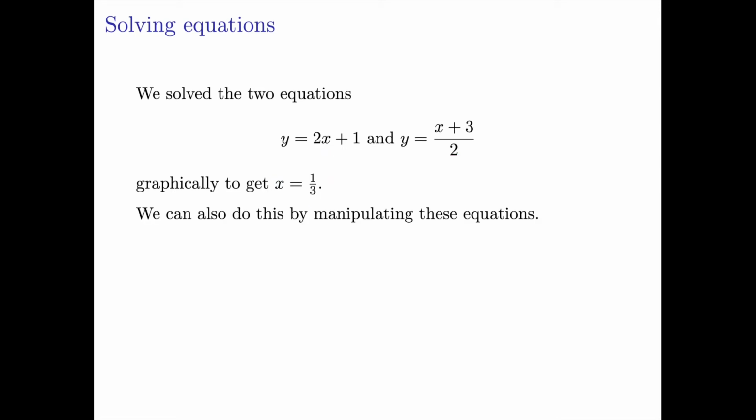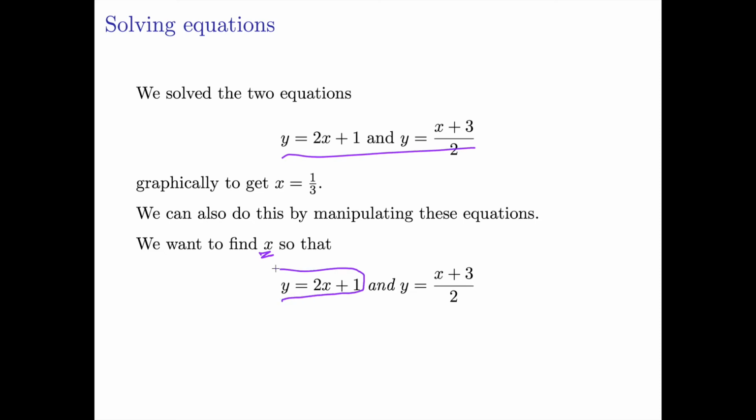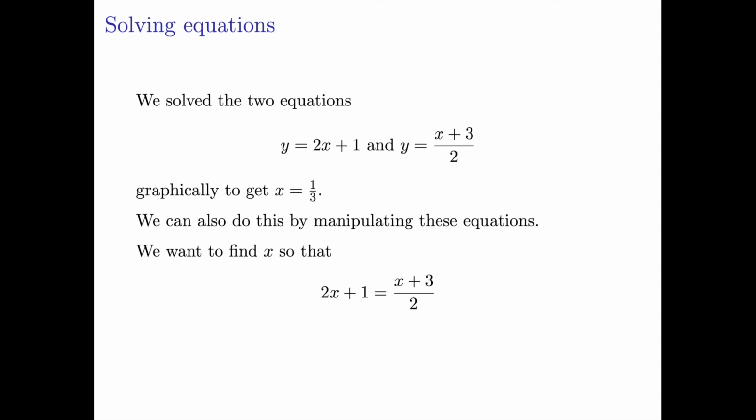Graphing the equations and measuring out the point where they intersect isn't always going to be the most efficient way to solve these problems. What we can do is manipulate equations to find the solution. So what we want to find is the x where both of these things are true. So y equals 2x plus 1 is true, and y equals (x plus 3) over 2 is true. So if we have an x and a y, so that y is 2x plus 1, and it's also (x plus 3) over 2, then 2x plus 1 has to equal (x plus 3) over 2. So we've got now an equation with one unknown, and we can solve that for x, using what we learned about manipulating equations. So let's start with this equation.